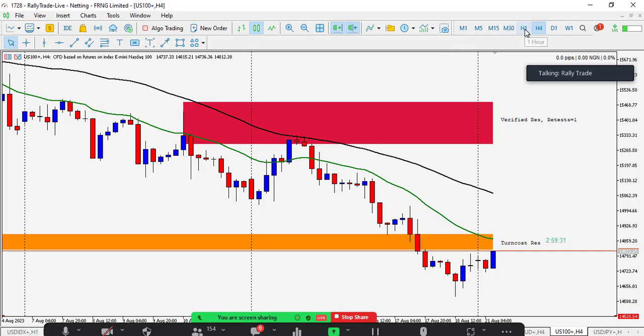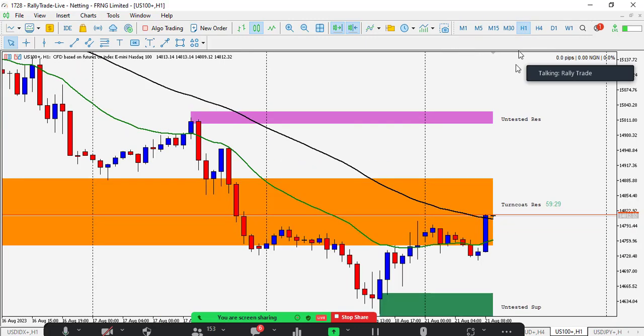Now let's dive down to a much lower time frame, the H1 time frame. Let's see what the H1 is telling us. On this H1 time frame, I can clearly see that the market actually gapped this level. So this is what we call a gap, an inefficiency. So the market gapped this level, so maybe it's just trying to fill up that area.